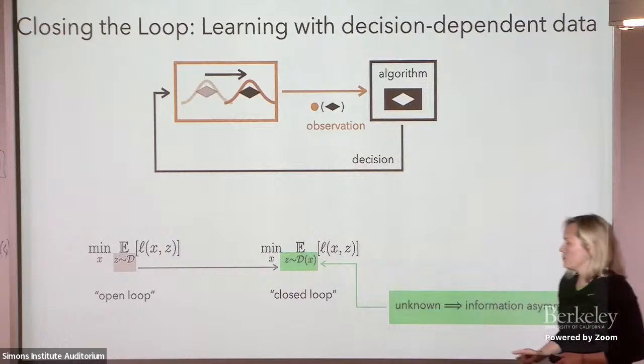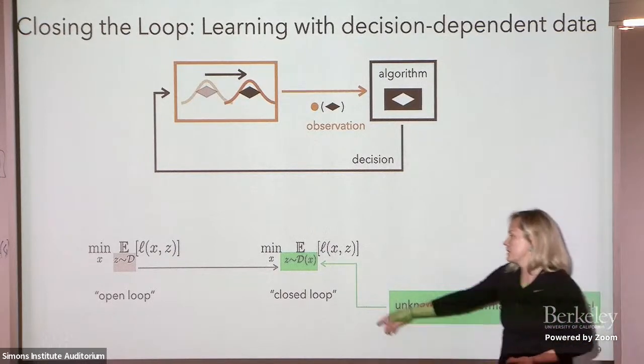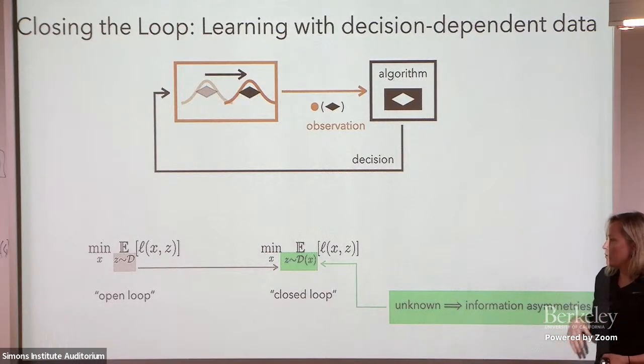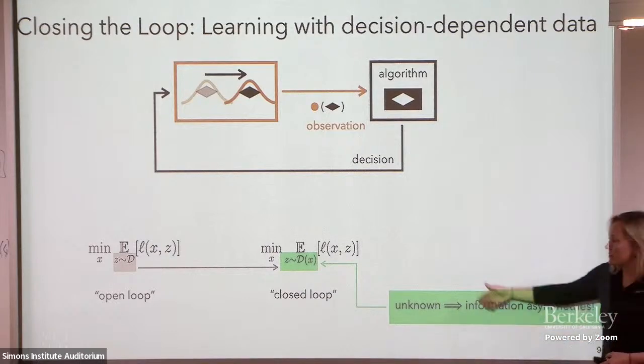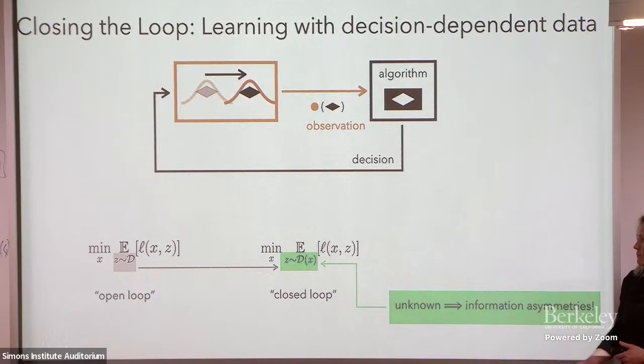This looks like a simple change, but really it's not. The challenge is that this distribution is typically a priori unknown. The reason is that it's generated, for example, by strategic users whose preferences aren't known a priori. So this is representative of information asymmetries between the decision-dependent learner who's trying to solve this problem and the environment, which reacts to the decision.